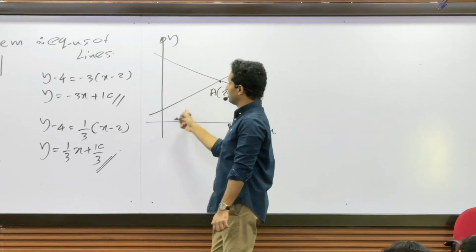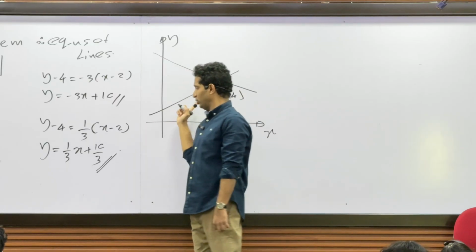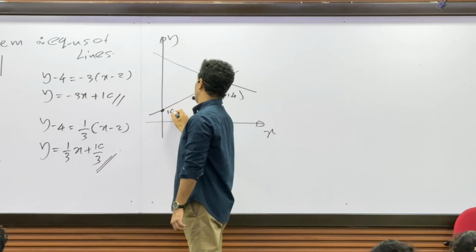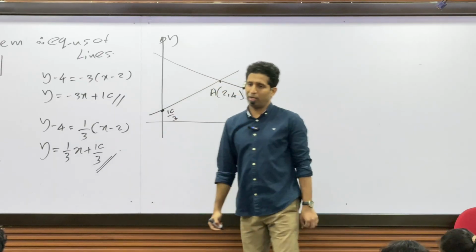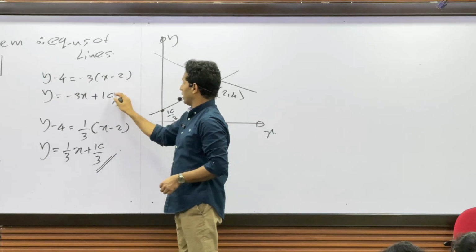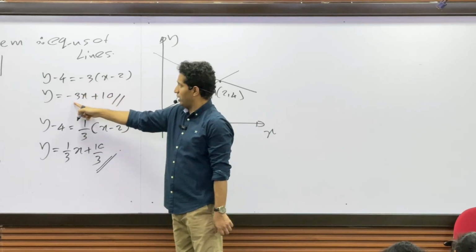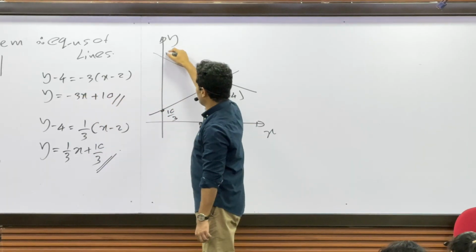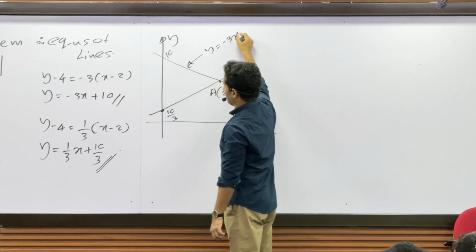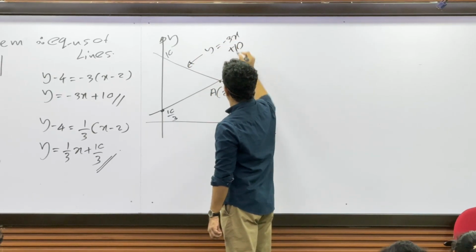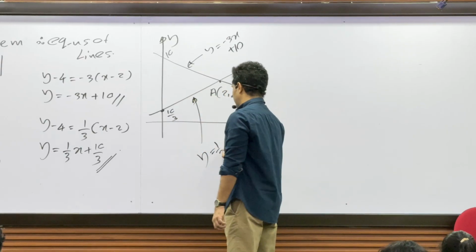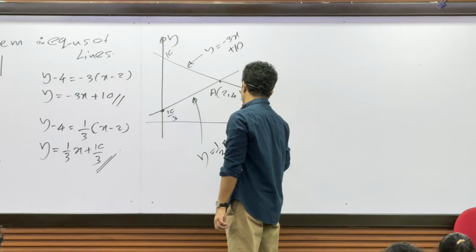What's the intercept of the line which has the positive gradient? 10 over 3. I mean, the point (0, 10 over 3). Can you understand? Okay, the intercept of the line which has a negative gradient is 10. Right? This is the line y equals minus 3x plus 10. This is the line y equals 1 over 3 times x plus 10 over 3.